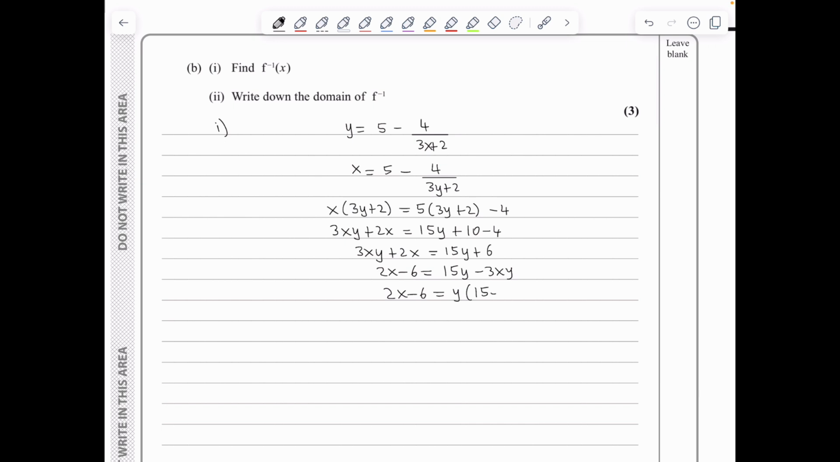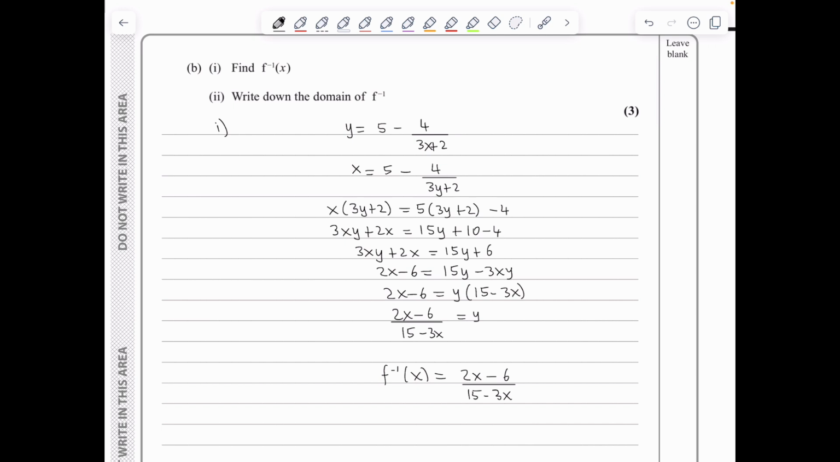I could also take the 3 as a common factor, but that's not necessary. Remember, the objective is to make y the subject. So this ends up at 2x minus 6 over the 15 minus 3x being equal to y, which means that f inverse of x is equal to 2x minus 6 over the 15 minus 3x.